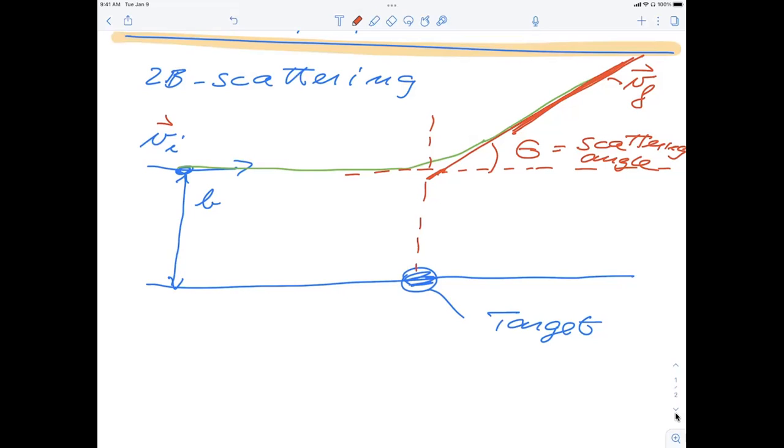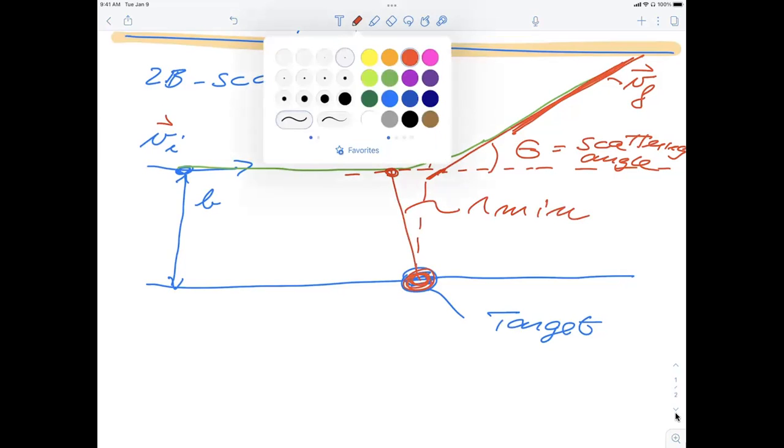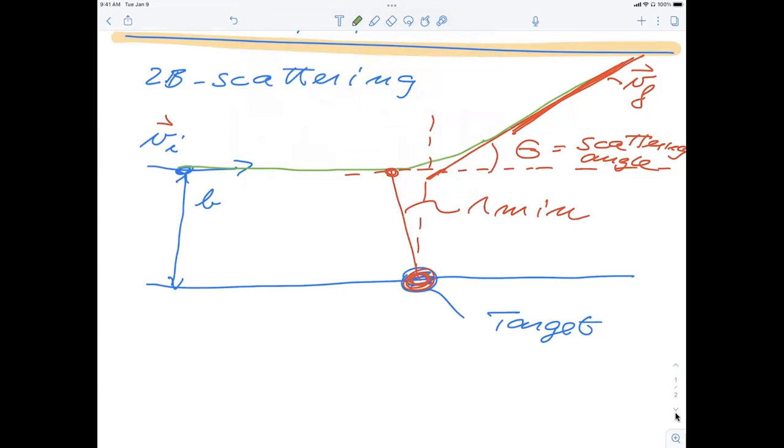Now what we also have is a distance between the target and the projectile. At a certain point here, we have the minimum distance, and this is called r min. And we would typically also have a radius or a distance between the target and the object, which we call r of phi, and this will be the angle phi.